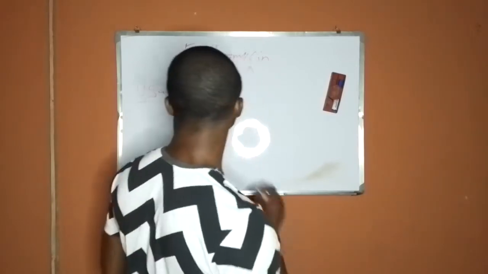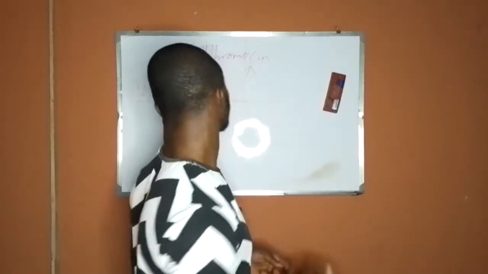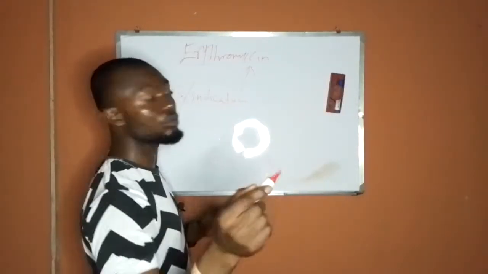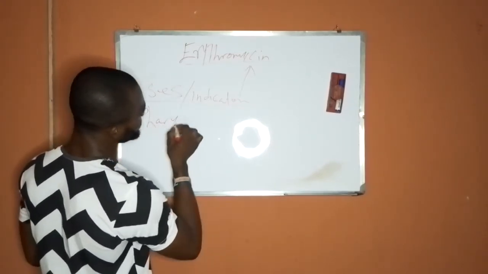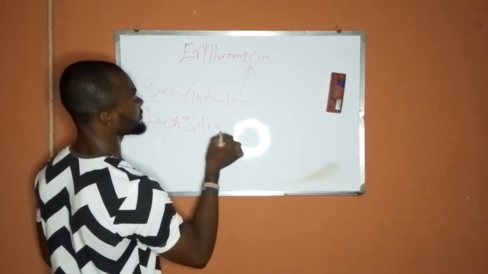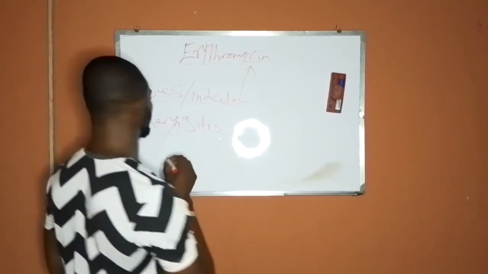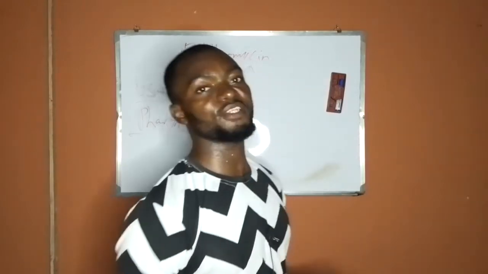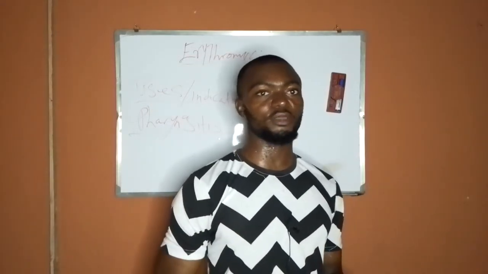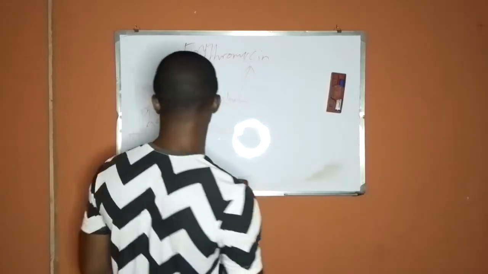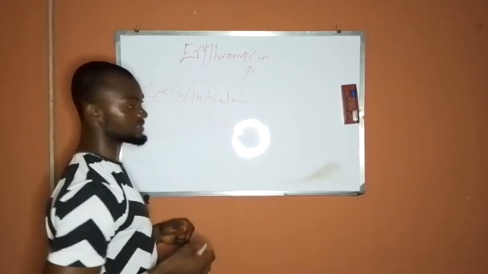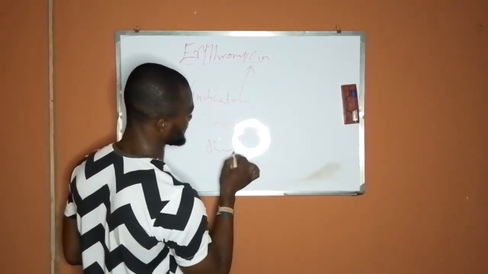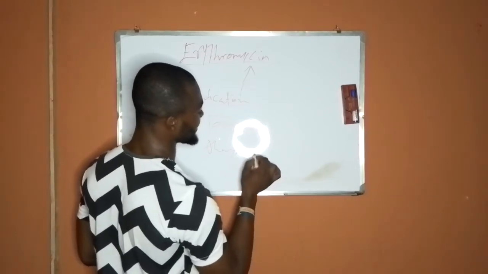Because erythromycin can be used in the treatment of streptococcus or strep, it can work for pharyngitis. So erythromycin can treat pharyngitis, an infection of the throat. And also it can be used for the treatment of what? Tonsillitis. You understand? Tonsillitis, and pharyngitis, as I stated earlier.